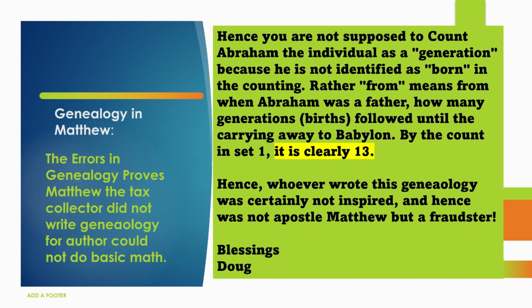Hence, you are not supposed to count Abraham, the individual, as a generation because he is not identified as born in the counting. Rather, from means from when Abraham was a father, how many generations or births followed until the carrying away to Babylon. By the count in set 1, it is clearly 13.